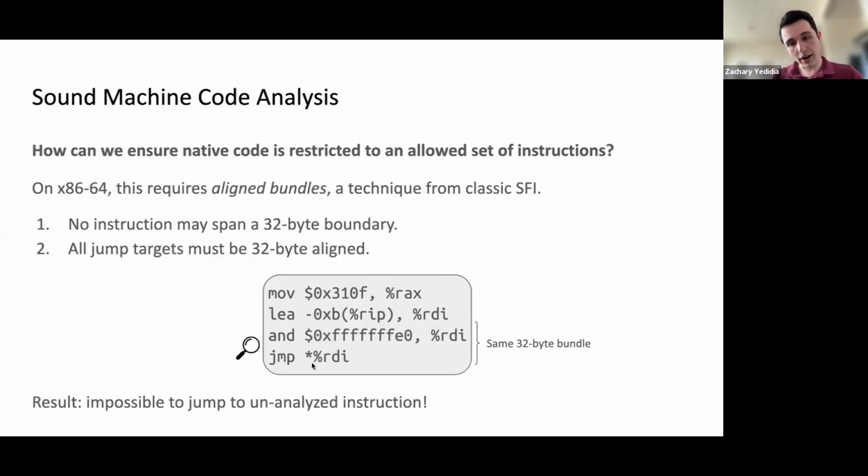The compiler has to produce a program where all the jump targets go to 32-byte boundaries, and all the jump instructions have this preceding AND instruction for the verifier to allow the jump instruction to occur. If we always have this AND beforehand, and we never allow an instruction to span a 32-byte boundary, then we know that it's impossible to jump into the middle of another instruction and execute some unanalyzed instruction. So once we have aligned bundles, we can soundly analyze the machine code program and categorize all the instructions within it and make sure that they're all within some safe subset.